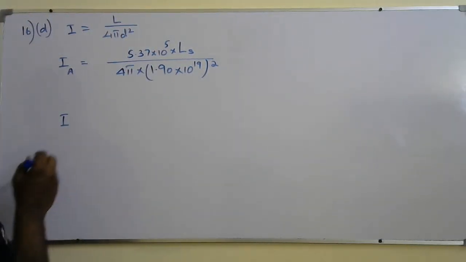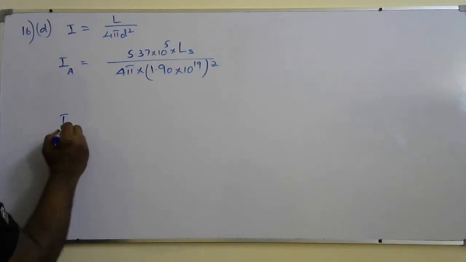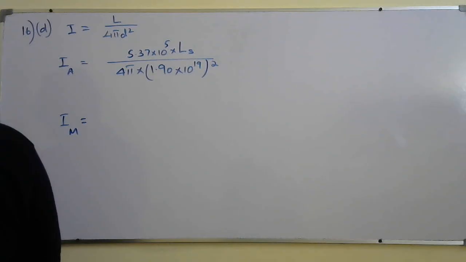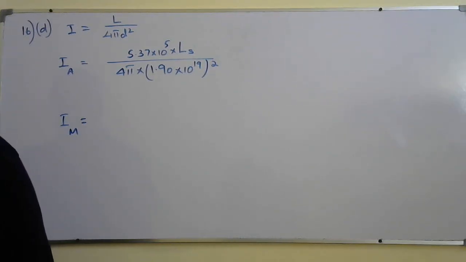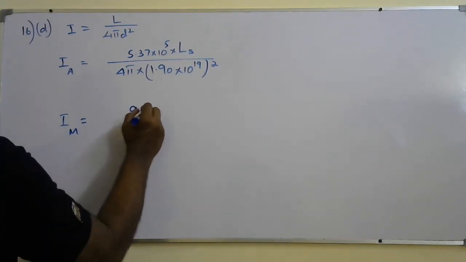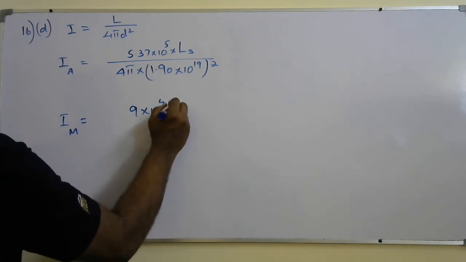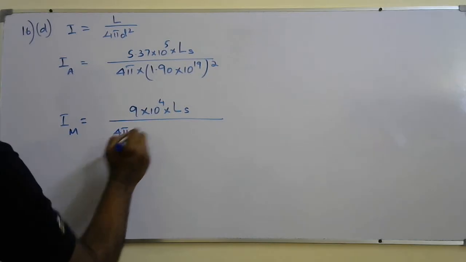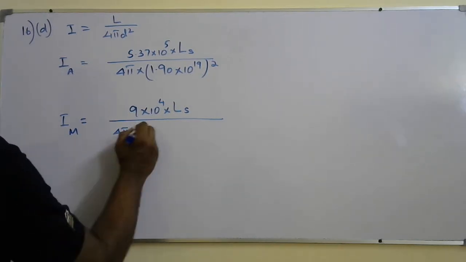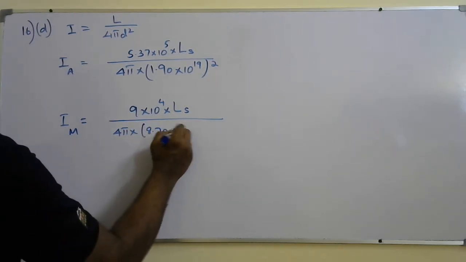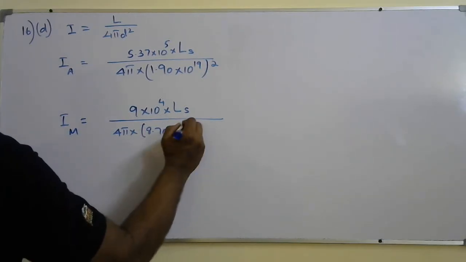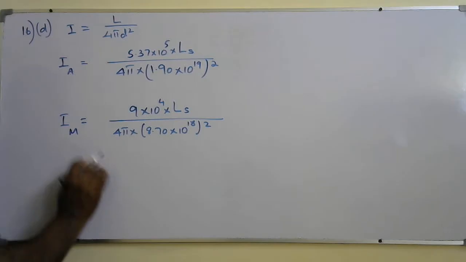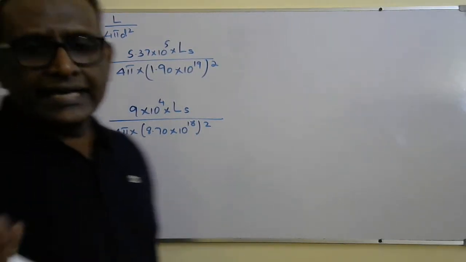In the same way I can find it for Mintaka M. The luminosity for Mintaka is 9 times 10 to the power 4 times the luminosity of the Sun, over 4 pi. The distance is 8.70 times 10 to the power 18, all things squared. So I can solve them separately and find which is the highest value.